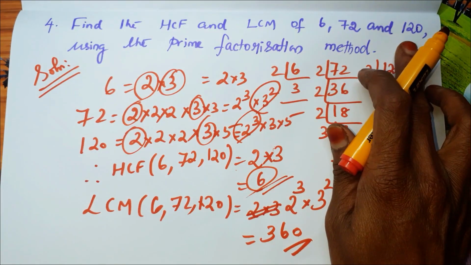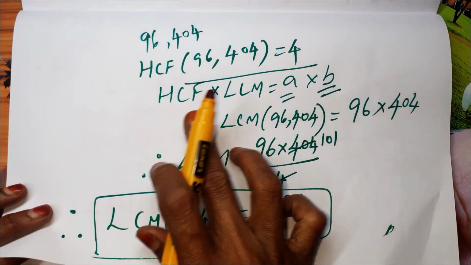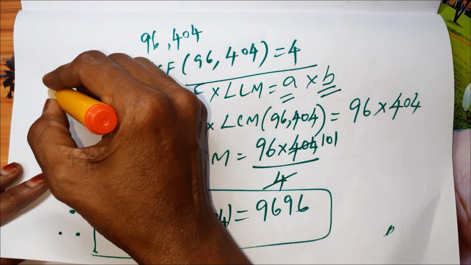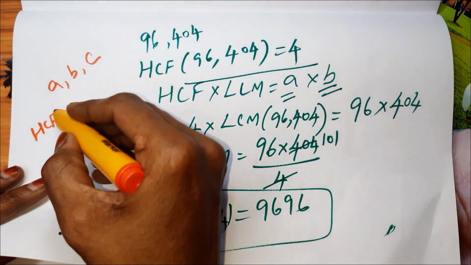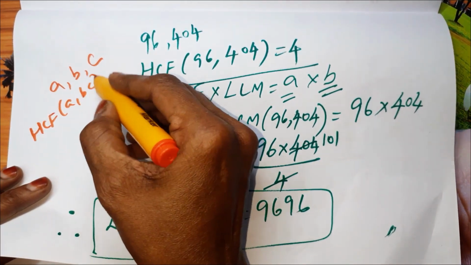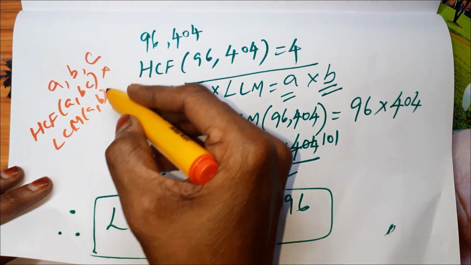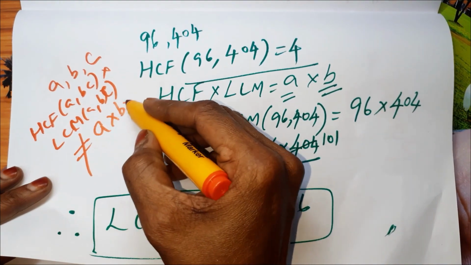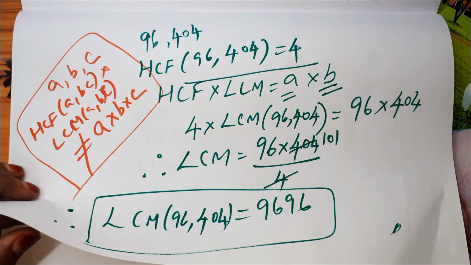For three numbers, we saw one property for two numbers, no. LCM into HCF is equal to the product of A and B. For three numbers A, B, C, that is not applicable. HCF of A, B, C into LCM of A, B, C is not equal to the product A into B into C. So this is not applicable for three numbers.